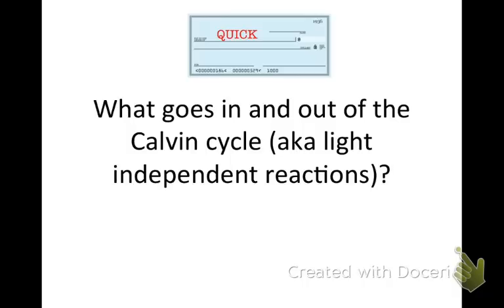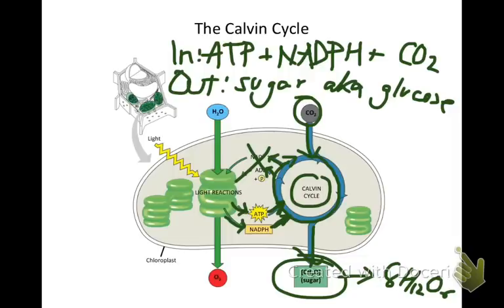What goes in and out of the Calvin cycle, otherwise known as the light-independent reaction? So think a little bit. What goes in and out? Well, what goes in is, again, the CO2, ATP, and NADPH. Coincidentally, these two things were what came out of the light reactions. And what goes out of the Calvin cycle is CH2O, or the glucose, actually. And you'll be fine if you just remember the glucose.